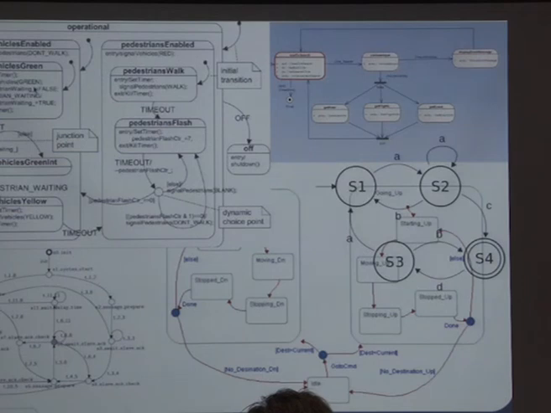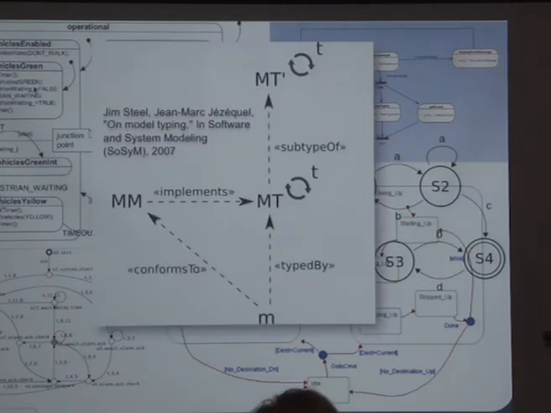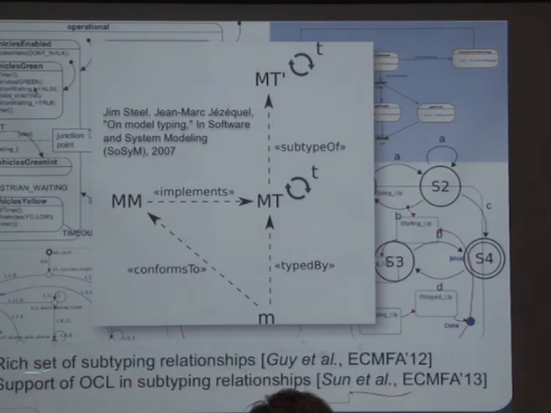So that was the main motivation for the introduction of the notion of model type, initially introduced in the PhD thesis of Jim Steele, supervised by Jean-Marc Jézéquel. The main objective is to give a typing semantics to metamodels in order to support subtyping relationships that provide substitutability between languages. We started from this to enrich the subtyping relationships with a set of flexible subtyping relationships, improving the possibility of reuse, and also by supporting OCL constraints in those subtyping relationships.